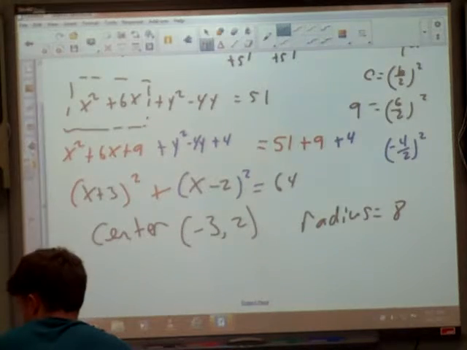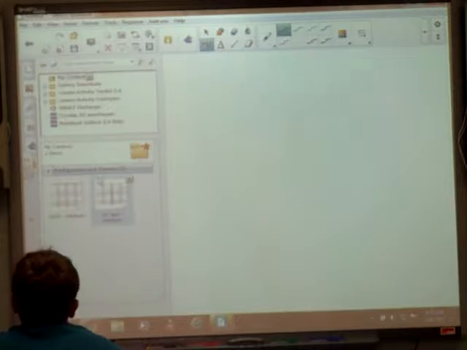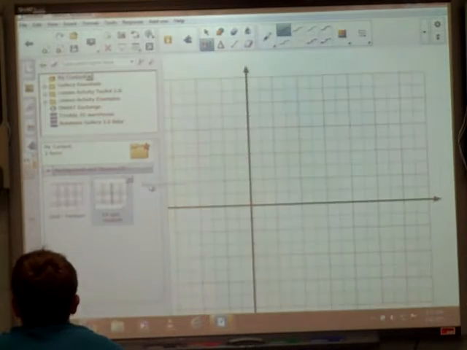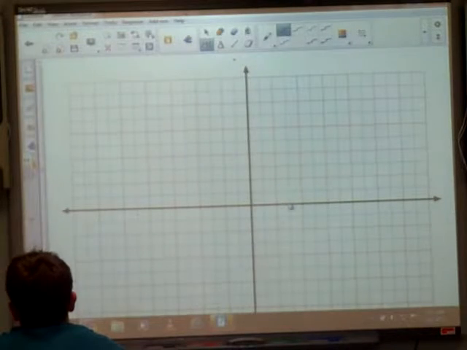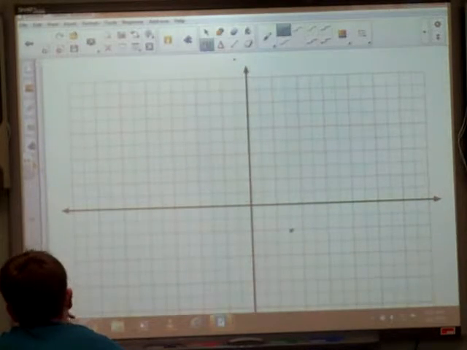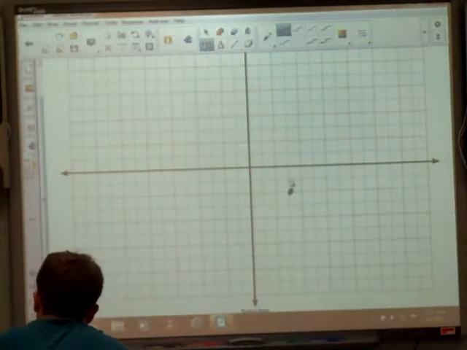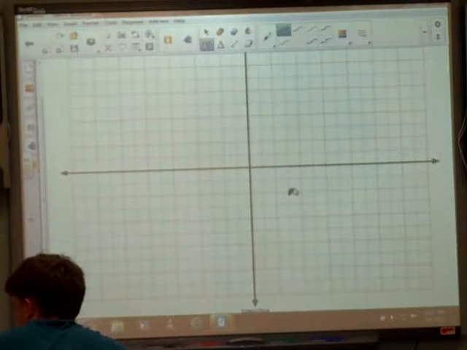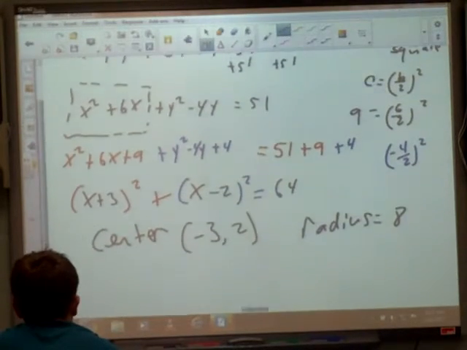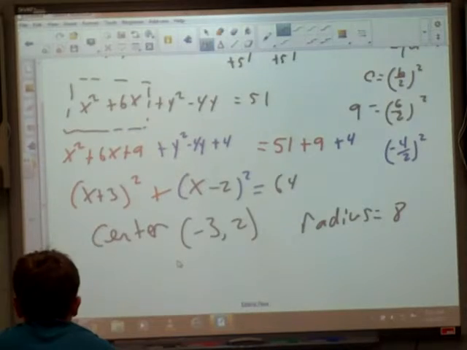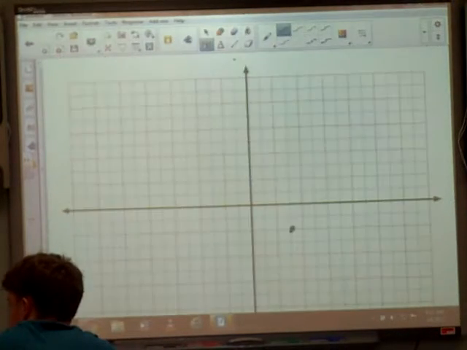Let's graph that. I'm going to go to a new page to get my graph paper. It had a center at 3, negative 2. Is that right? The center was negative 3, 2. So I went the wrong way, so y'all are right. Center was negative 3, 2. So I've got to fix mine.